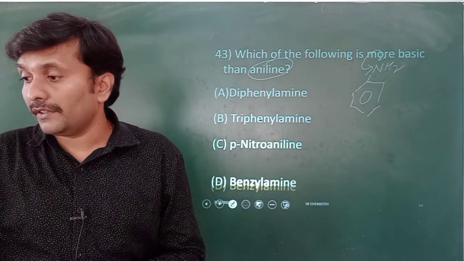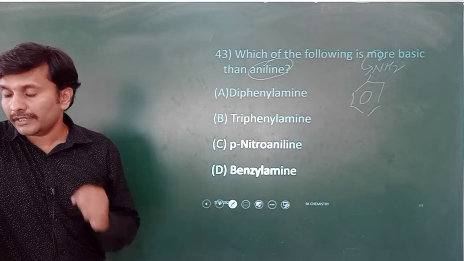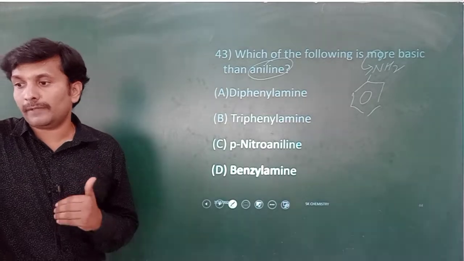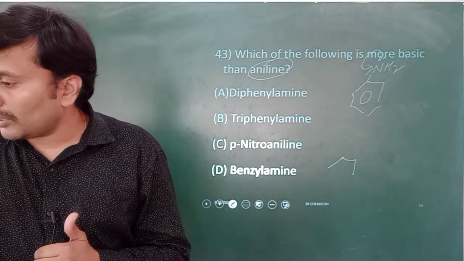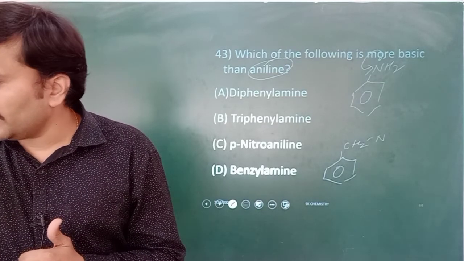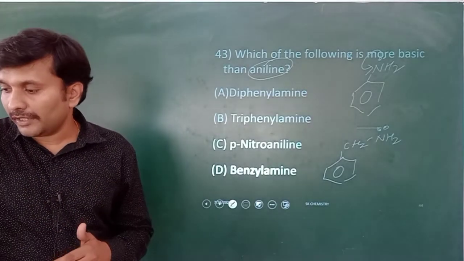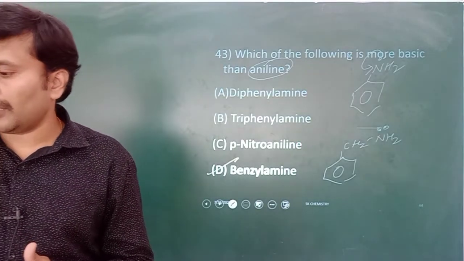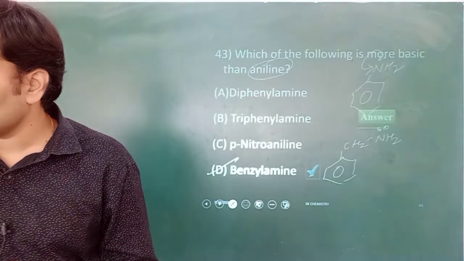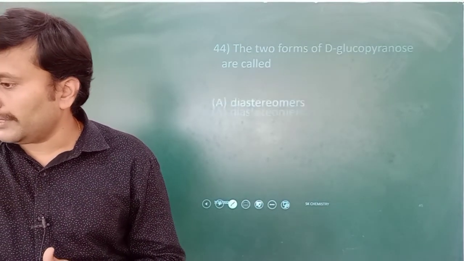The first option is diphenylamine, second one triphenylamine, third one paranitroaniline, D benzylamine. Which is the one which is more basic? When I consider benzylamine, what is the structure? The nitrogen is not involved in any of the resonance. The lone pair is very far. That's the reason it has been given as option D. They don't involve in resonance. Option D.